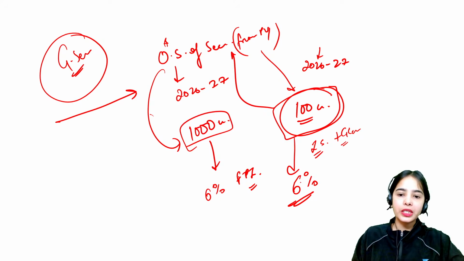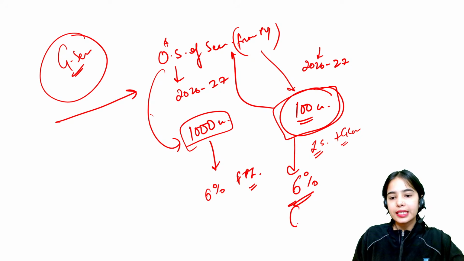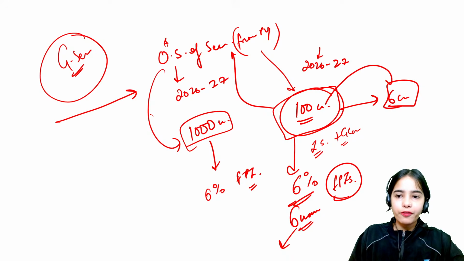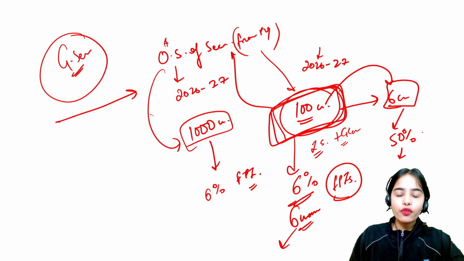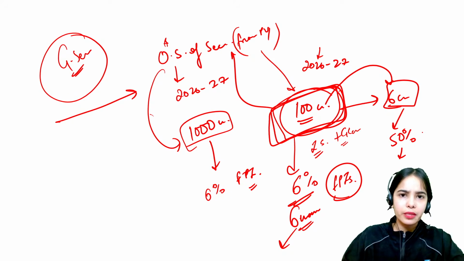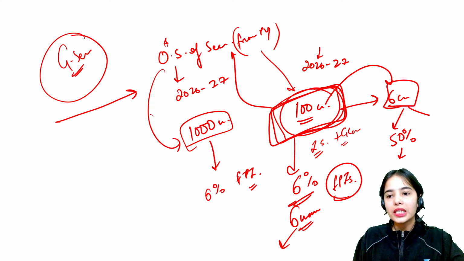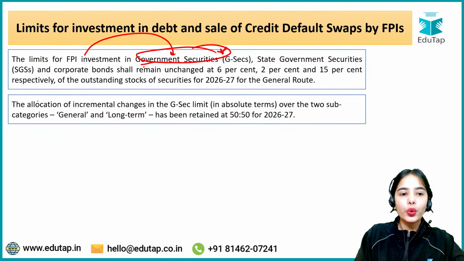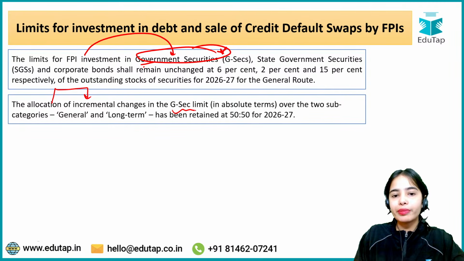Okay, so 6% is the limit. Okay, that is 6 crores. The FPIs can invest. Now it is said that out of this 6 crore, from the incremental government securities, 50% should go for the general investors, that are the flexible investors. They trade very frequently in the market, while the other 50% should go for the long-term investors. Okay, so this is the idea, that the allocation of the incremental changes in the government security limit.